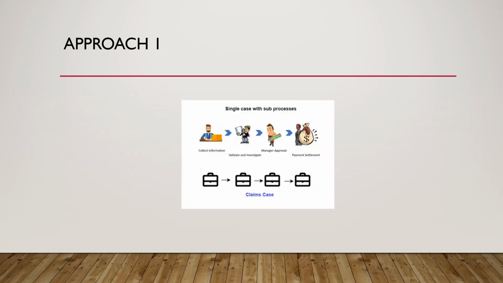If we can understand here, if we see approach one, I've taken the screenshot where you can see a single case. This is the path. We'll be collecting the information. I'm validating and investigating the information. I will be approving it after the manager approval. We are settling the loan amount. Okay. This is the ideal scenario.